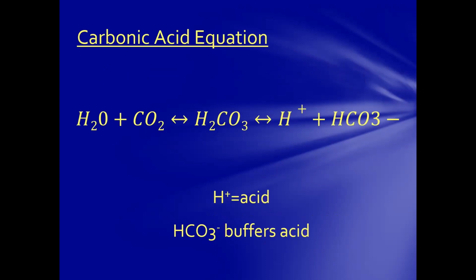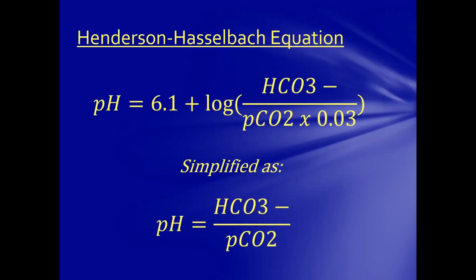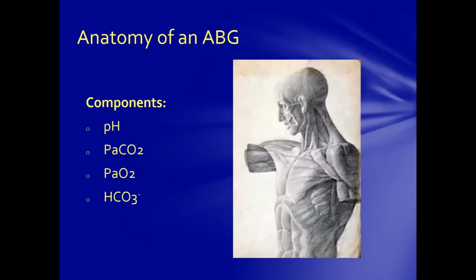Now, this carbonic acid equation is going to be very important as we talk about arterial blood gases. You can see here carbonic acid, H2CO3, can either be broken up into water and carbon dioxide or a hydrogen ion and bicarb. Now, when we talk about hydrogen ions, it's really important that we're understanding that a hydrogen ion is an acid, whereas your bicarb, HCO3 negative, is what we use to buffer our extra acid in the body. The Henderson-Hasselbalch equation is listed below. It's simplified as pH equals bicarb divided by CO2.